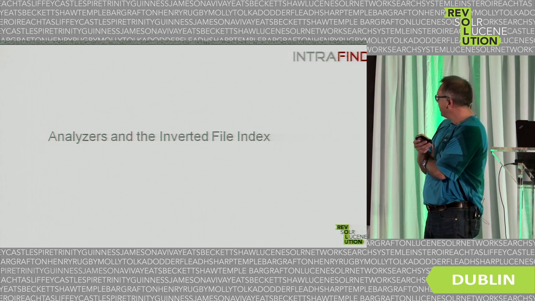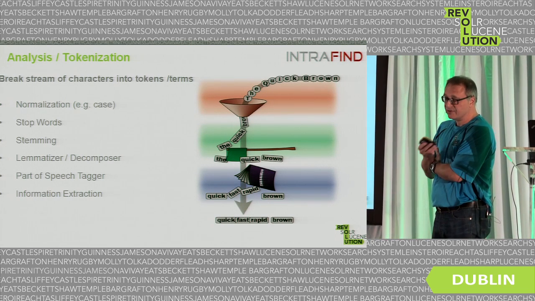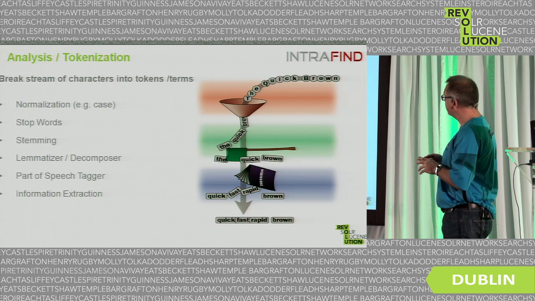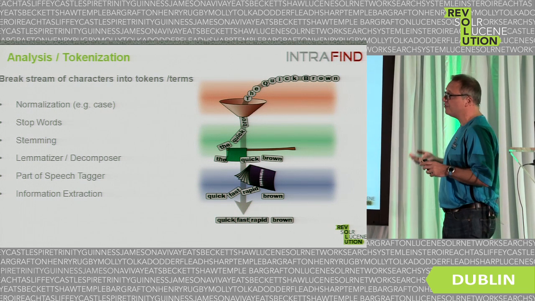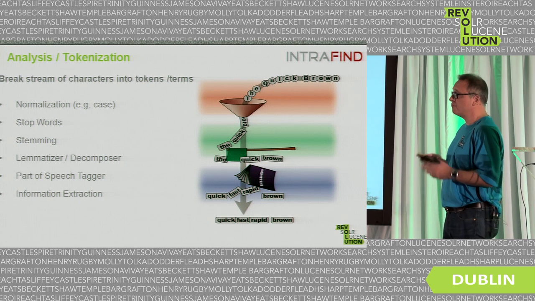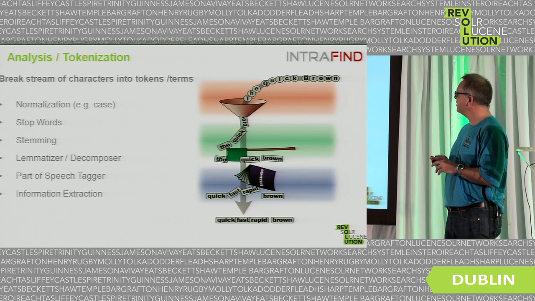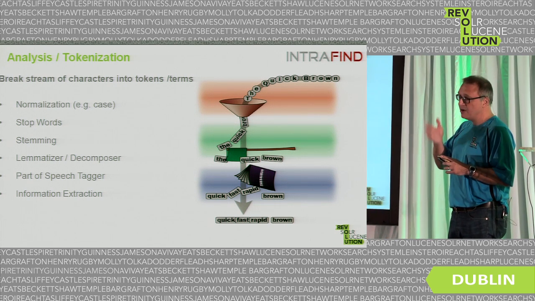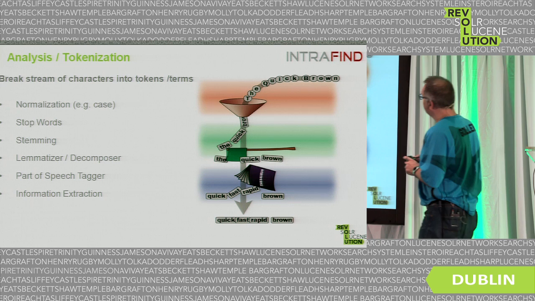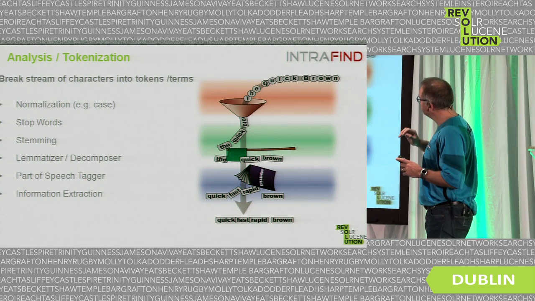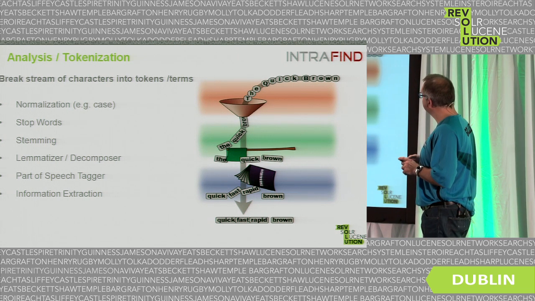A brief introduction to analyzers and the inverted file index. An analyzer in the Lucene context, I think all of you know that, is the component that produces a stream of tokens or a stream of terms from text. Text basically is a stream of characters. So the first step in an analyzer is always the tokenization, how to break this stream of characters into words, and then you may have one or several steps of normalization of these words, and you may have a stop word removal, stuff like that.